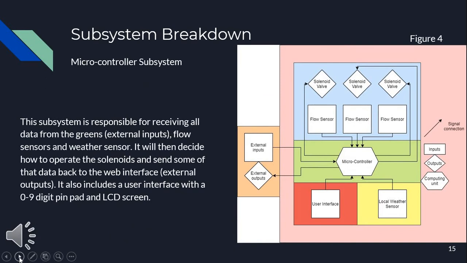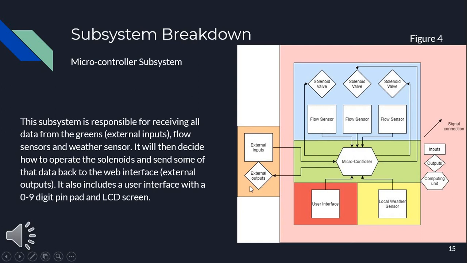Hello, my name's Austin, and this is the microcontroller subsystem. So this subsystem is responsible for receiving all data from the greens, the external inputs there in that little peach box on the left, the flow sensors up in the blue box there, and the weather sensor, which is in the bottom right in the yellow box. It will then decide how to operate the solenoids up in the top in the blue, and send some of that data back to the web interface, which I've shown with the external outputs here and again in the peach box.